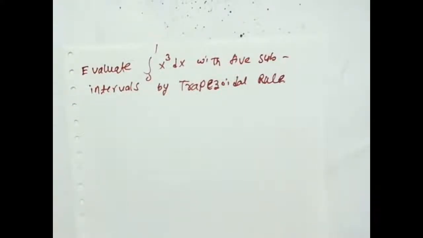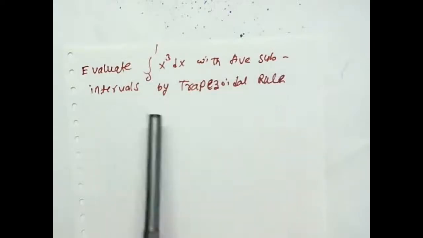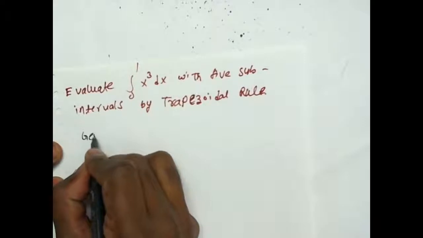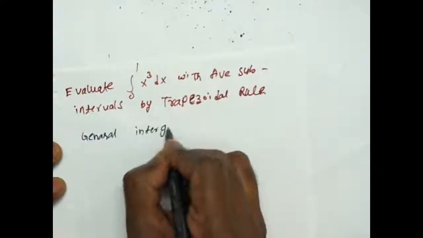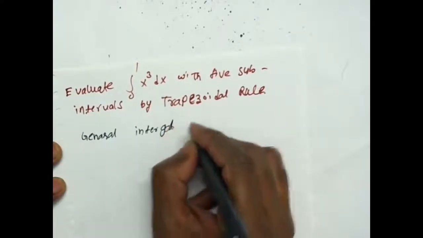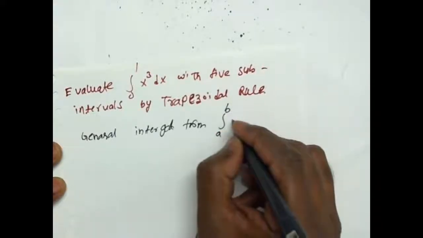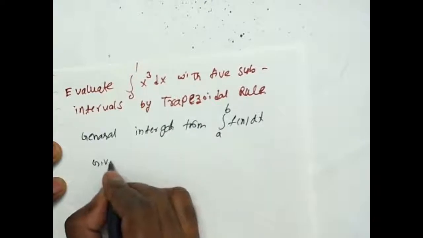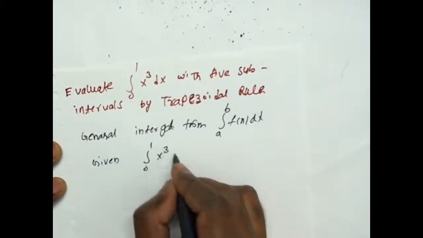Today we'll see a trapezoidal rule example. Evaluate the integral from 0 to 1 of x cube dx with 5 subintervals by the trapezoidal rule. The general integral form is integral a to b f of x dx. Given integral 0 to 1 x cube dx.